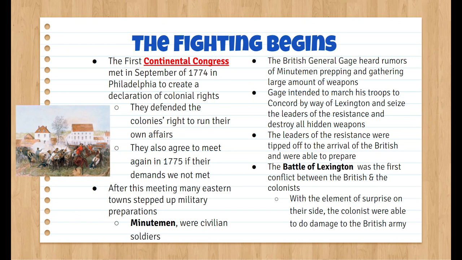The British General Gage heard rumors of Minutemen prepping and gathering large amounts of weapons. Gage intended to march his troops to Concord by way of Lexington and seize the leaders of the resistance and destroy all hidden weapons. The leaders of the resistance were tipped off to the arrival of the British and were able to prepare. The Battle of Lexington was the first conflict between the British and the colonists, with the element of surprise on their side. The colonists were able to do damage to the British Army.